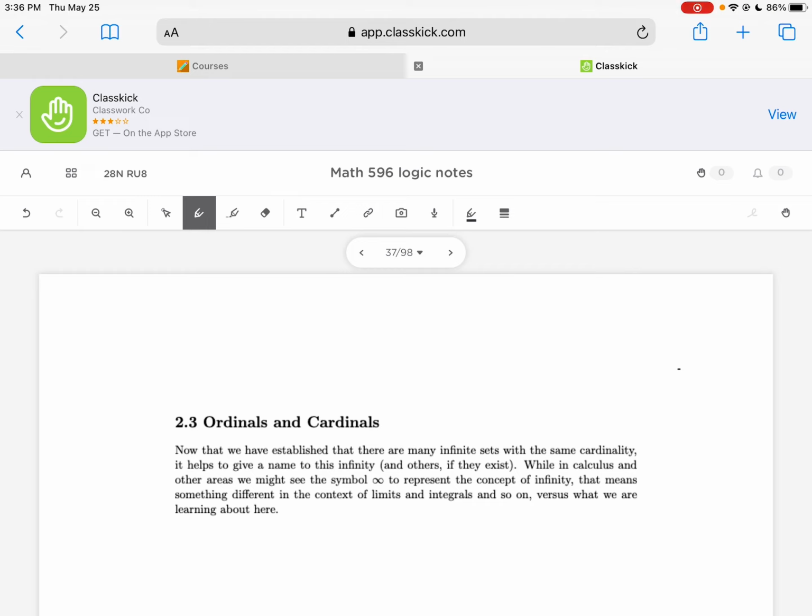Now, in calculus and other areas of math, you might have seen this symbol, sort of like a sideways 8, to represent the concept of infinity, but that really means something different in the context of limits and integrals. It's a way of saying that something is sort of getting arbitrarily large, which means something a little bit different than what we're talking about here when we're talking about how many elements are in a set.